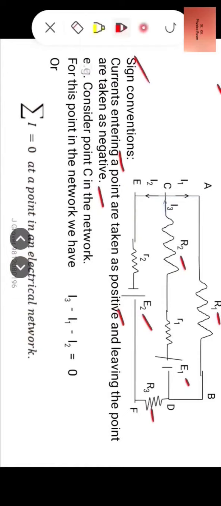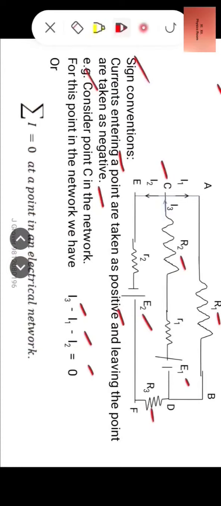For example, consider point C in the network. For this point, we see that I3 is entering the point C and I1 is leaving the point C and I2 is also leaving the point C. So we write the current equation as I3 minus I1 minus I2 equal to 0 as per sign conventions. It is the algebraic sum of all the currents meeting at a point is 0.